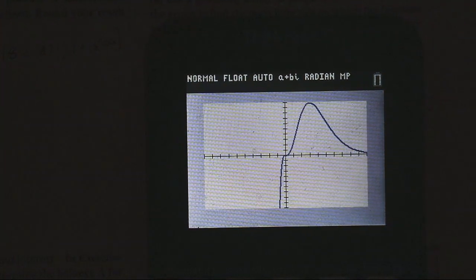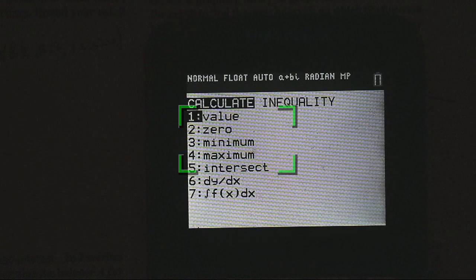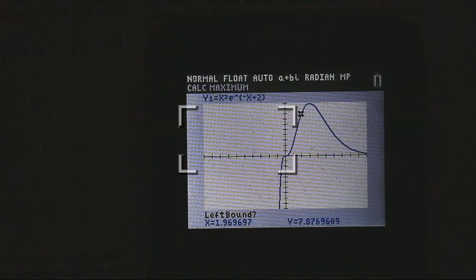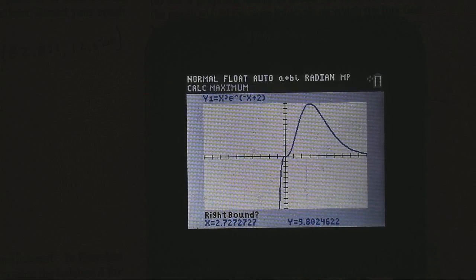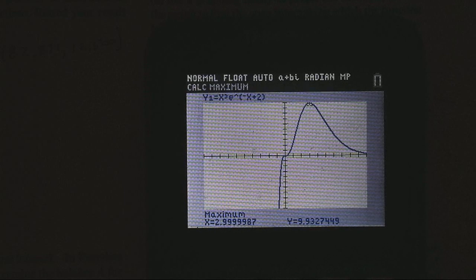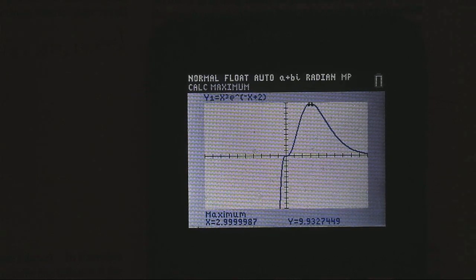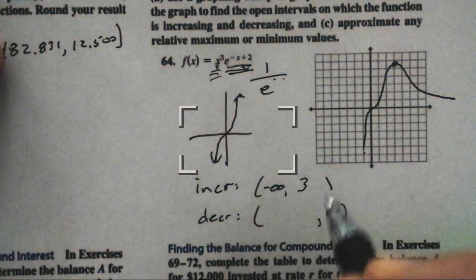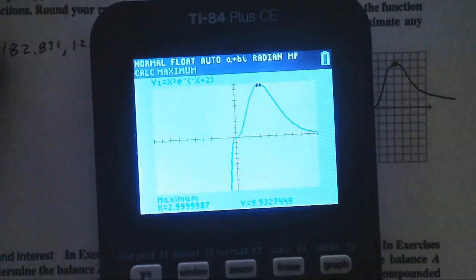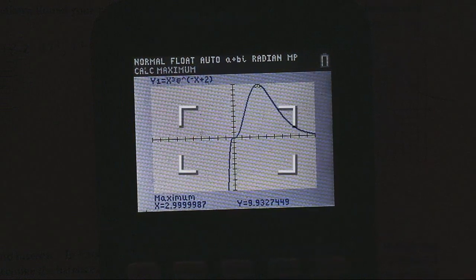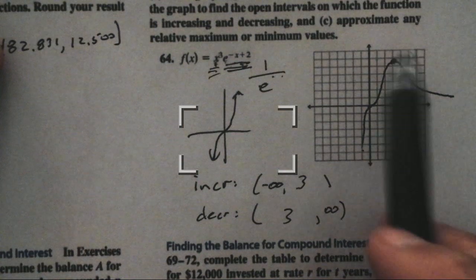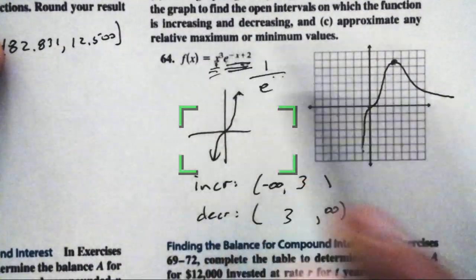So let's go second calc max, left of the max, right of the max, enter, and the x, wow, it appears like it's probably 3. Increasing until we get over to 3, decreasing, I believe, from 3 to infinity. If you're not certain on that, you can expand the x window, and I think you'll convince yourself. Okay, and approximate any relative max or mins.